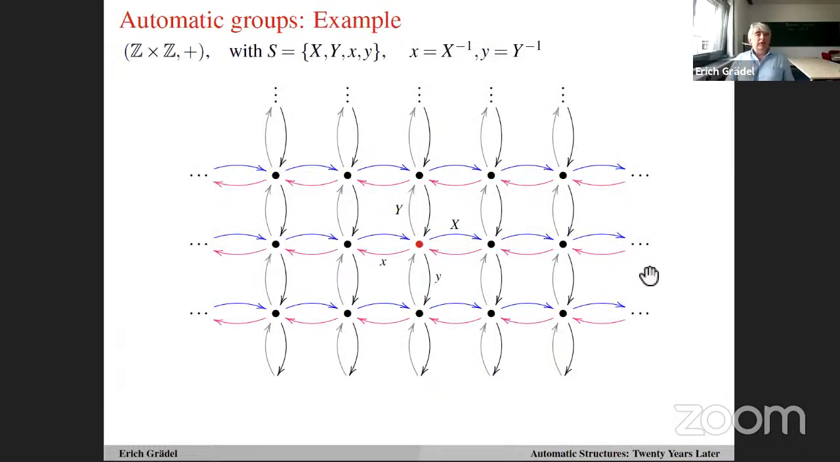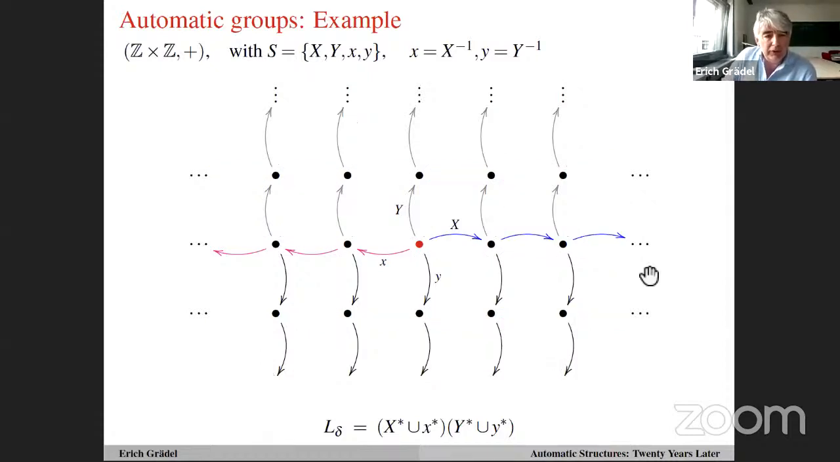So here is an example, the group Z times Z. The semigroup generators are just +1 and -1 in both dimensions. So here is a picture of this Cayley graph. And we represent it by the regular language where we take all the x's first, as we go a certain number of steps to the right or to the left, and then we go a certain number of steps up or down. So the words that remain are really the words displayed here.